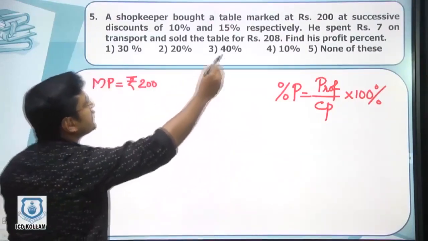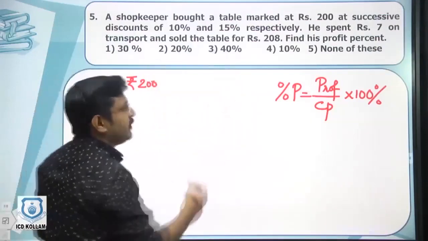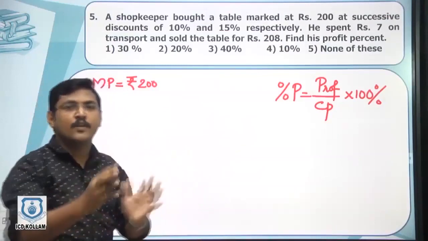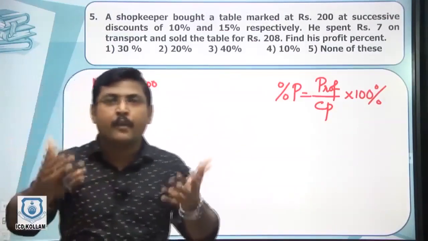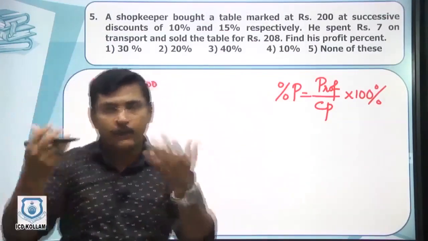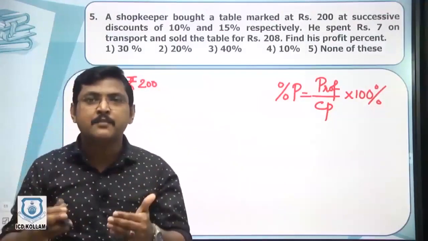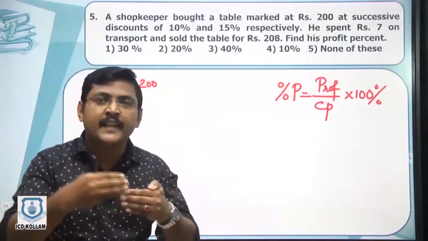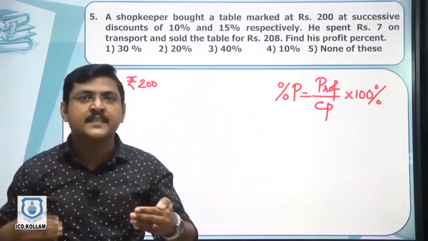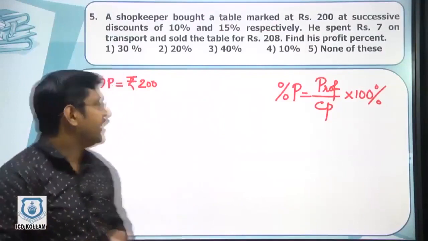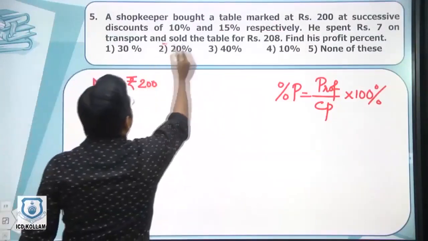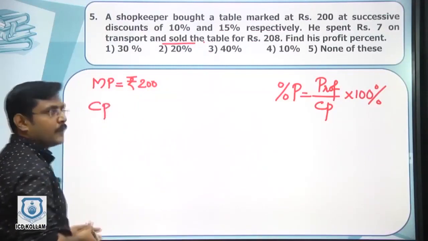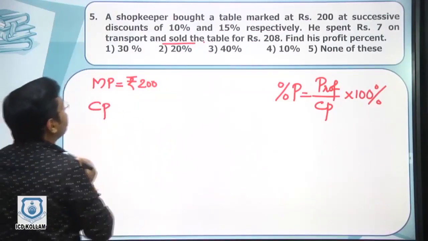But he spent rupees 7 on transport and sold the table. Since he sold that product, we consider that selling price as cost price because he bought that product. After that, on buying, that's the selling price. At the same time, when we are looking into the seller side, that is his selling price. When we look into the buyer side, that's his cost price, right? Here, he bought and he sold that. So I am considering that as the cost price only, right? So I am applying the discount.